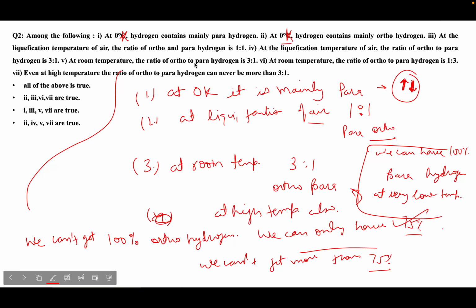So at 0 Kelvin it is mainly para. Okay, this is the correct answer. It is mainly para at 0 Kelvin and not mainly ortho at 0 Kelvin, so this is incorrect. At the liquefaction temperature of air, the ratio of ortho to para is 1:1. So this is correct. At the liquefaction temperature of air, the ratio of ortho to para is 3:1. This is not correct.